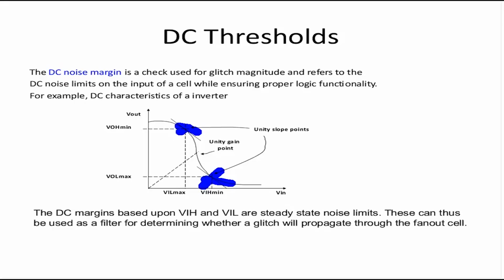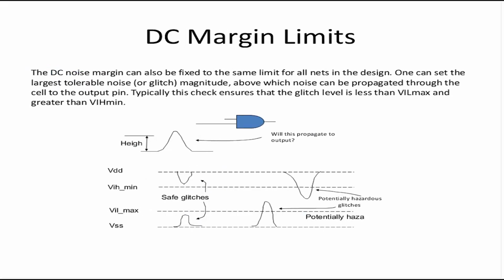So DC margins based on VIH and VIL are steady state noise limits. These can be used to determine whether a glitch can propagate to the fan out cell or not. On the lower side, any voltage that is greater than VIL max can cause a glitch to propagate. On the higher side, if it's lower than VOH min, it can cause a glitch to propagate. So DC noise margin can also be fixed to the same limit for all nets of the design.